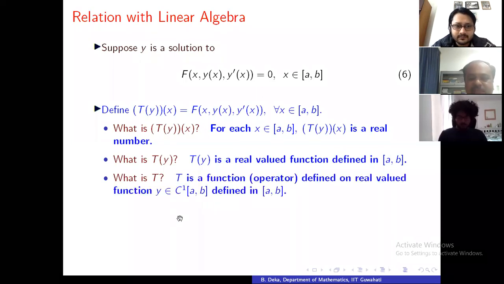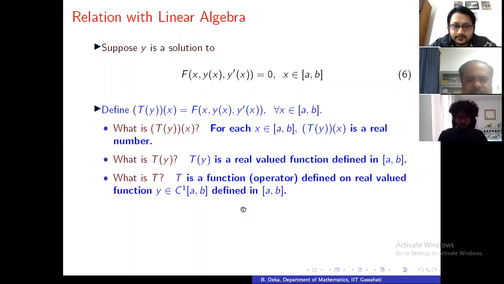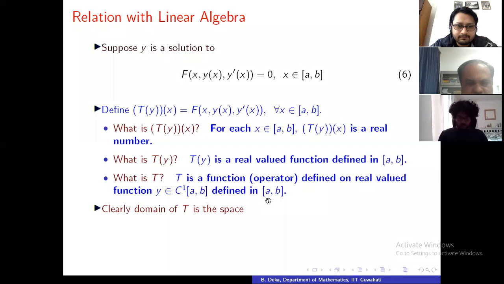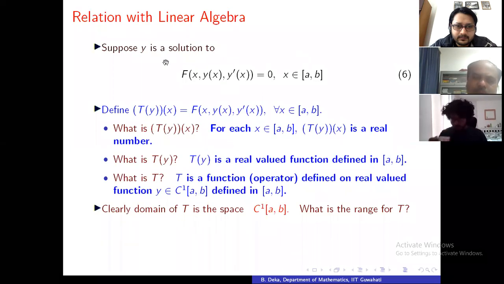T is basically a function, more precisely an operator, defined on a real valued function y, where y is in C1 defined on [a,b]. So clearly the domain of the space T is C1[a,b]. That means T is operating on y. Again, y is a solution to this equation. Solutions means it belongs to C1[a,b]. So T is an operator acting on C1[a,b].